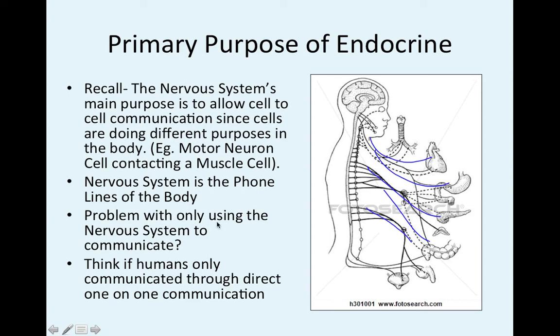Now, there's a problem with only using the nervous system to communicate. And I want you to think about what that problem would be before you skip to the next slide. Think about it: if humans only communicated through direct one-to-one communication, what would be the problem if we always just communicated one-to-one?